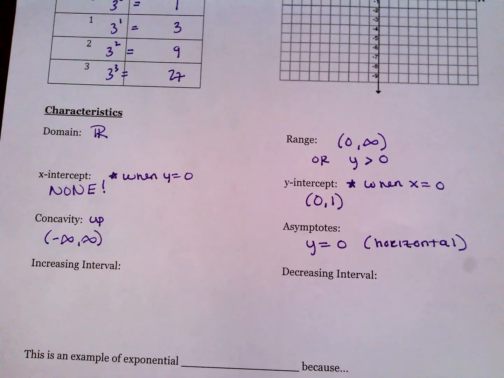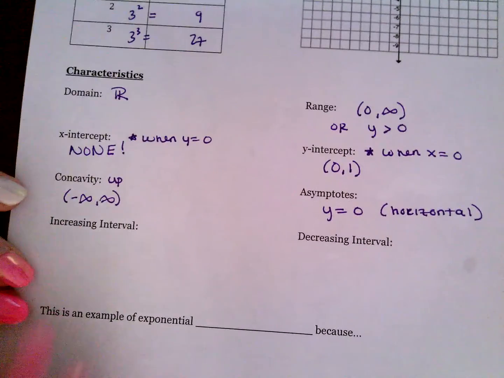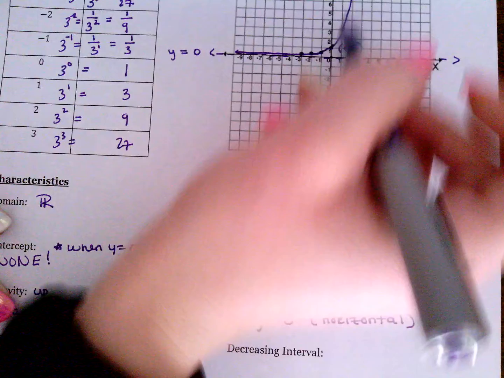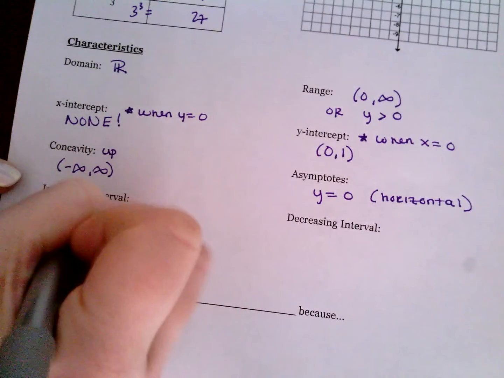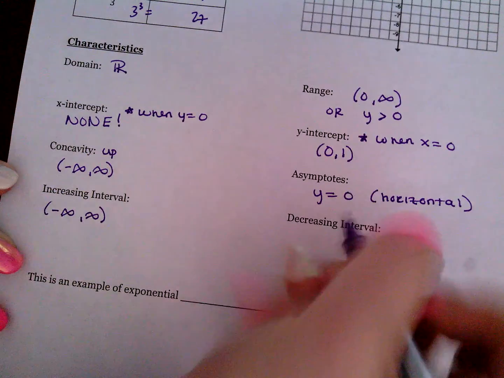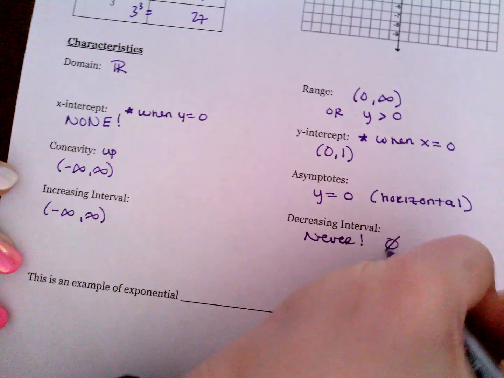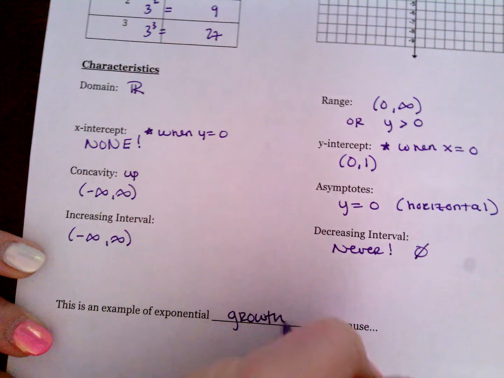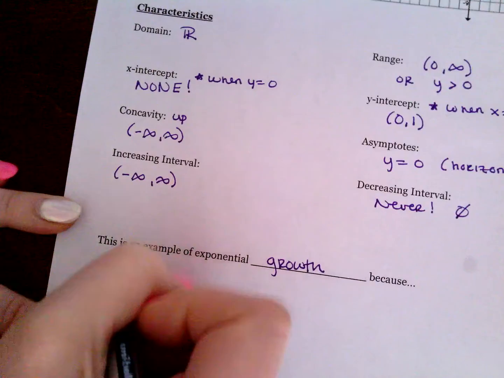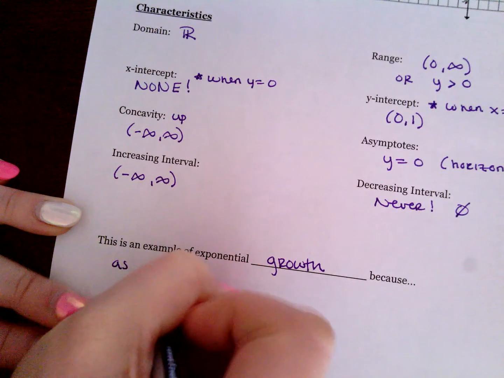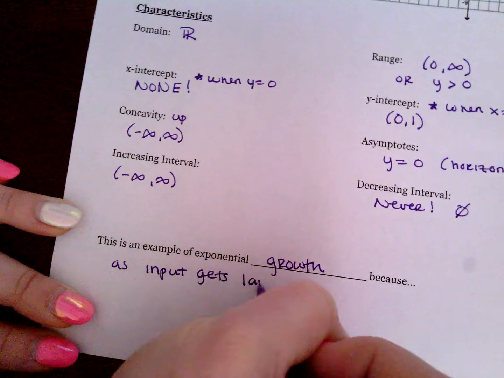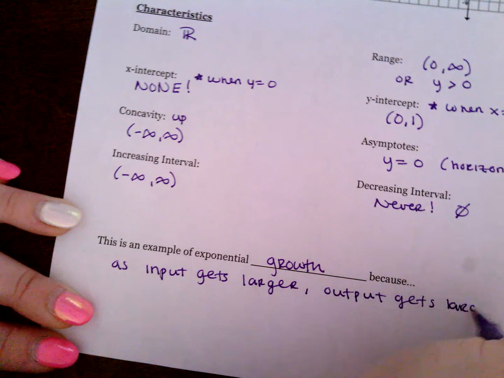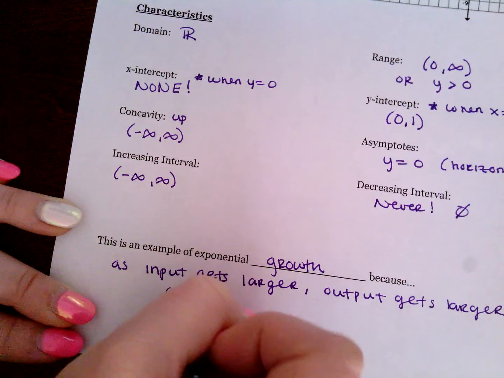Increasing interval, as you go from left to right, how quickly it increases changes, but it's increasing the entire time. So the increasing interval, negative infinity to infinity. The entire domain. Decreasing interval, never, the empty set. This is an example of what we call exponential growth, right? Because as input gets larger, output gets larger. Or as x increases, y increases. Exponentially, right? Like in this case, every single time it's getting bigger.